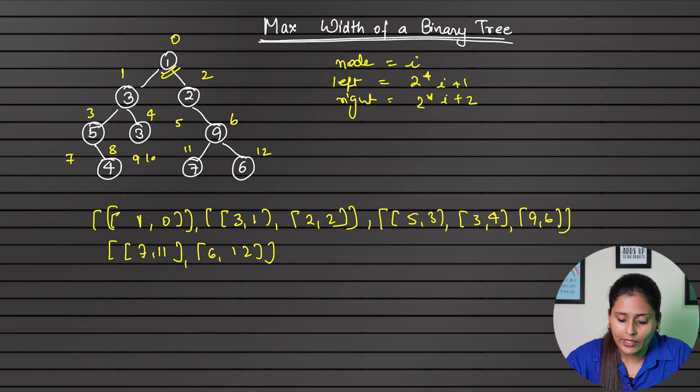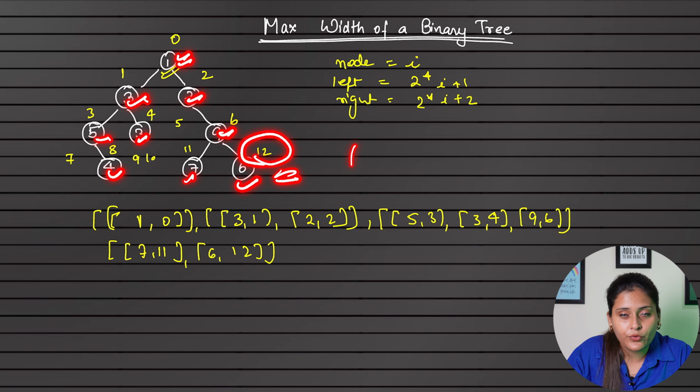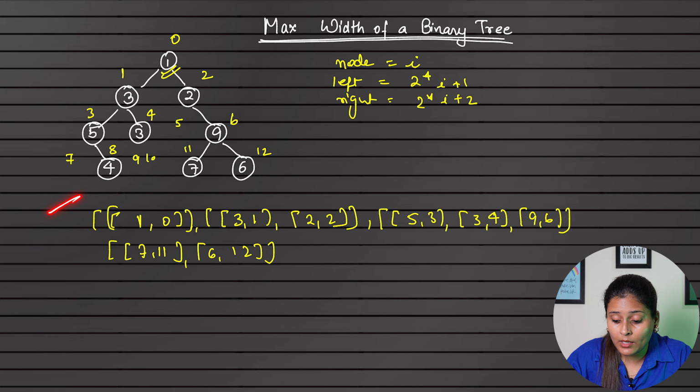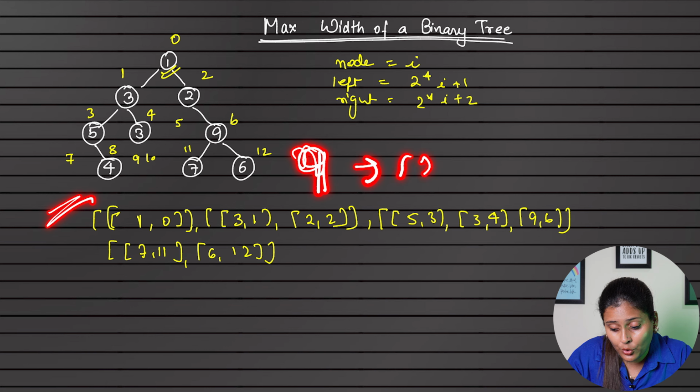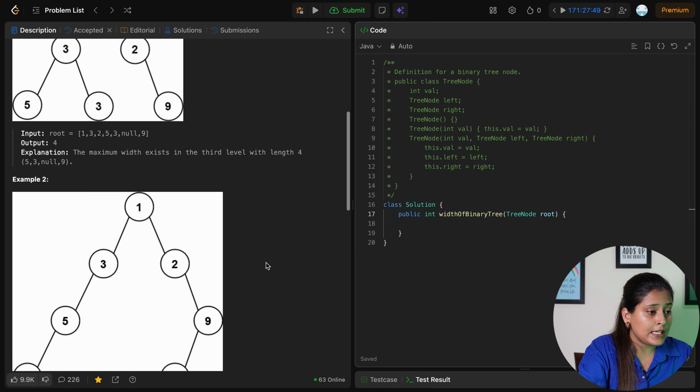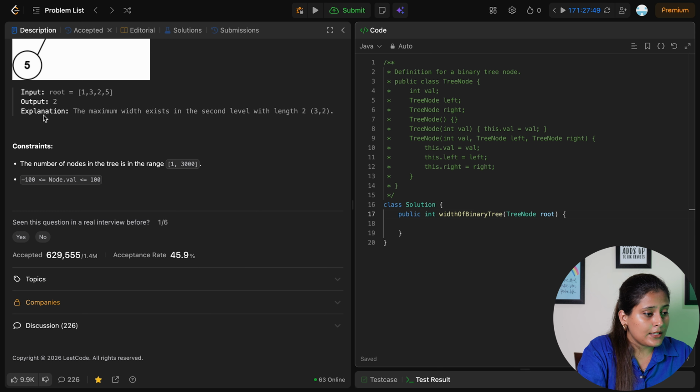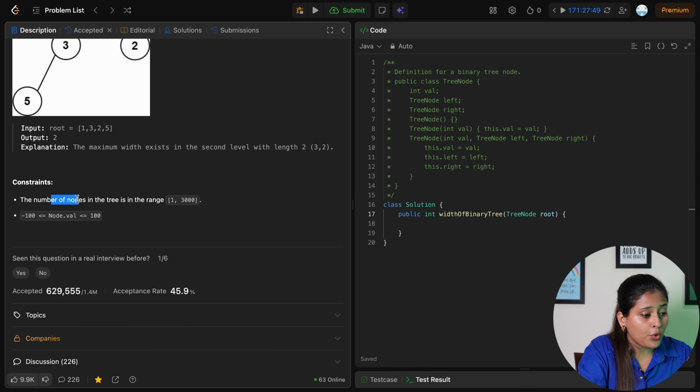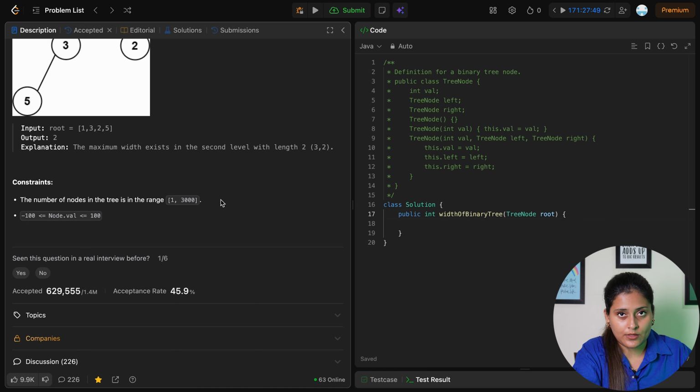Okay, so here we saw one thing. How many nodes are there? 1, 2, 3, 4, 5, 6, 7, 8, 9. But the index went up to 12. Can I say that even though the number of nodes n was 9, the index went up to 12? So if we see the constraint, it says that the number of nodes in the tree is in the range 1 to 3000.